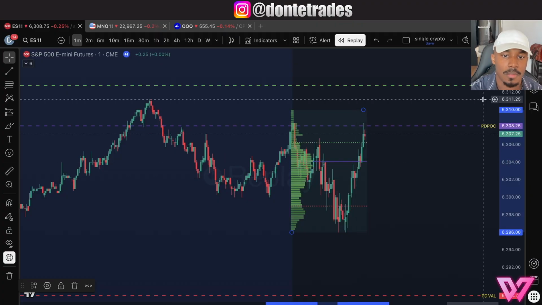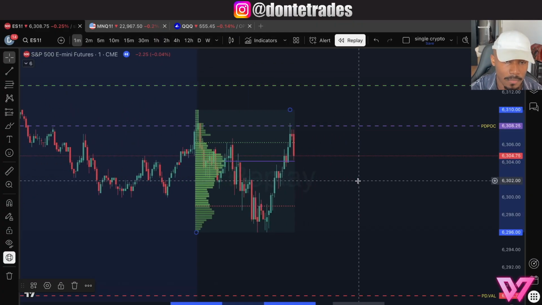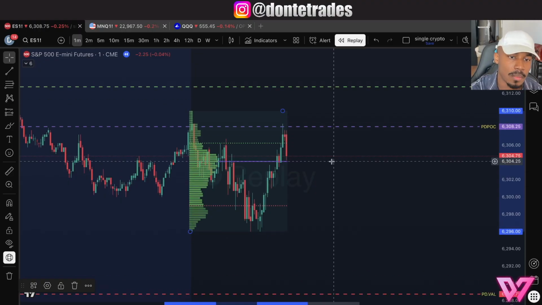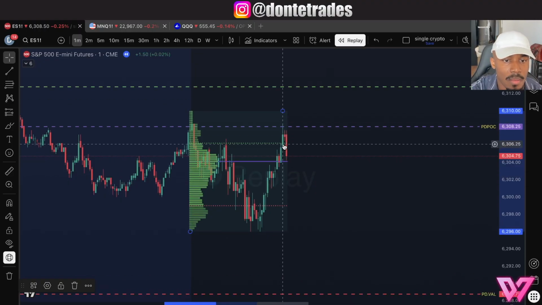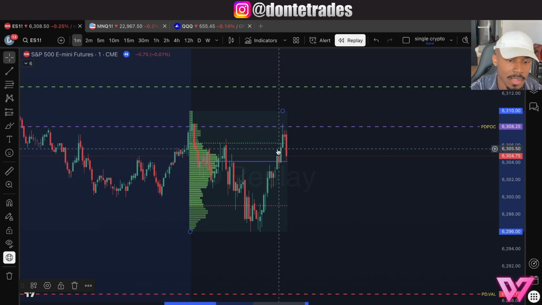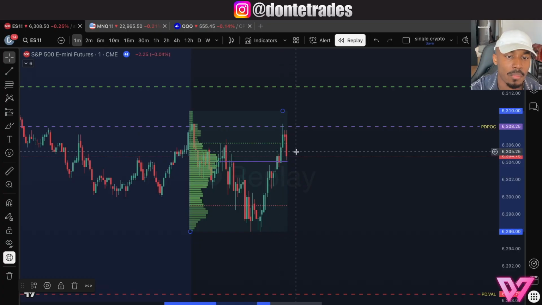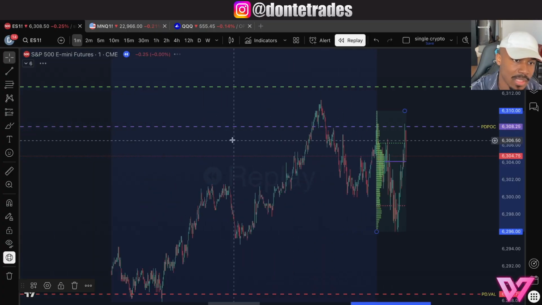So let's look at this here. What do we see here? We see that we touched the value area high. You see here, we touched the value area high of the current session, which is about 30 minutes to an hour in, really like an hour. But we also reached a higher time frame level, which was the previous day point of control.